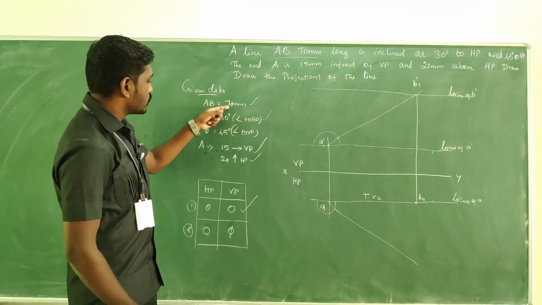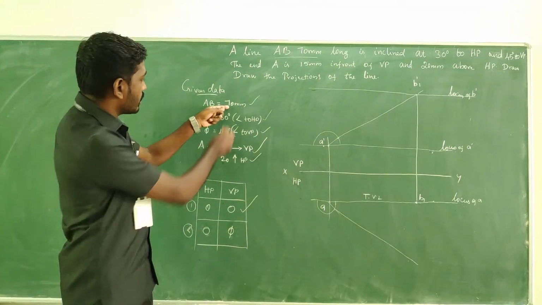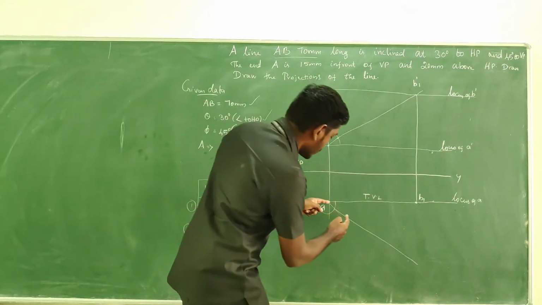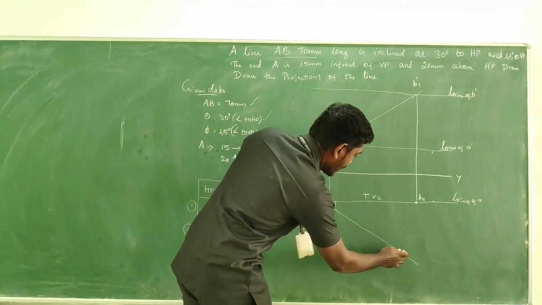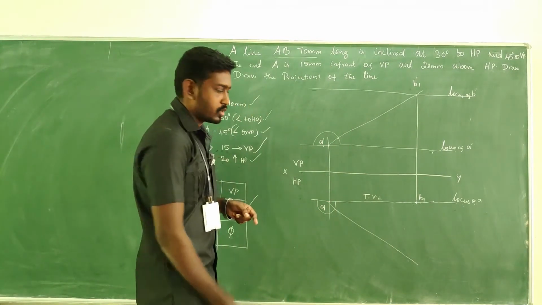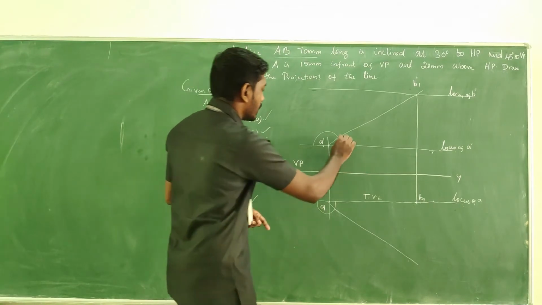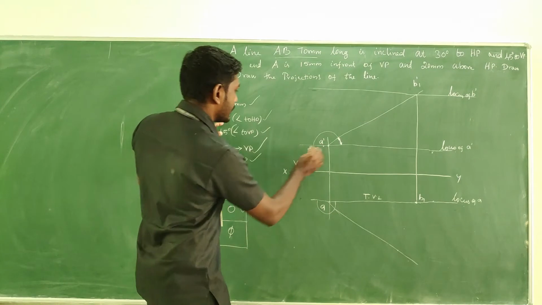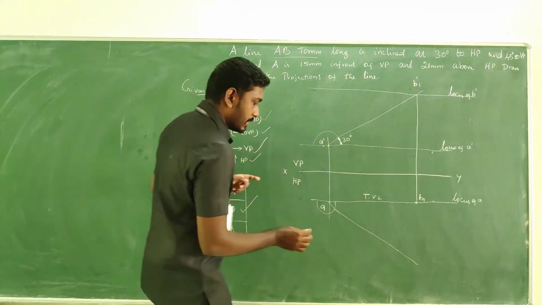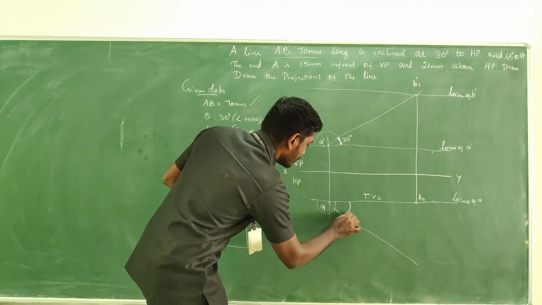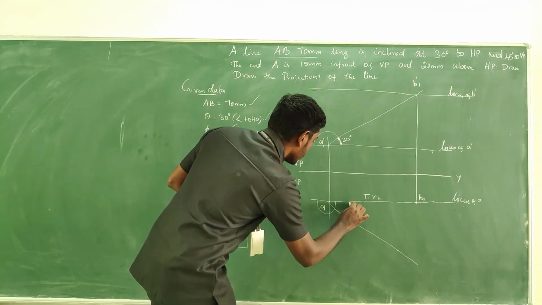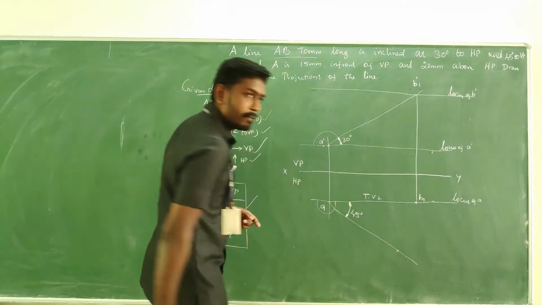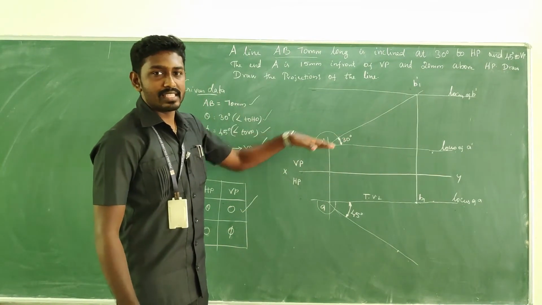So what about the true length? It is 70 mm. Take 70 mm in your compass, measure from A and mark a point on the inclined line. This is the 30 degrees and this is the angle phi, which is 45 degrees. So we have cut here. Now the fourth locus is ready.